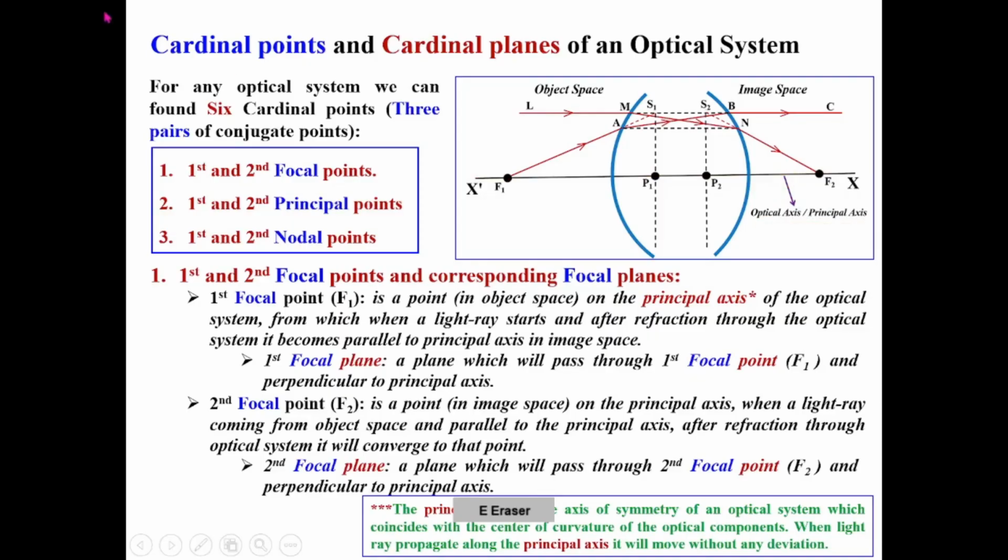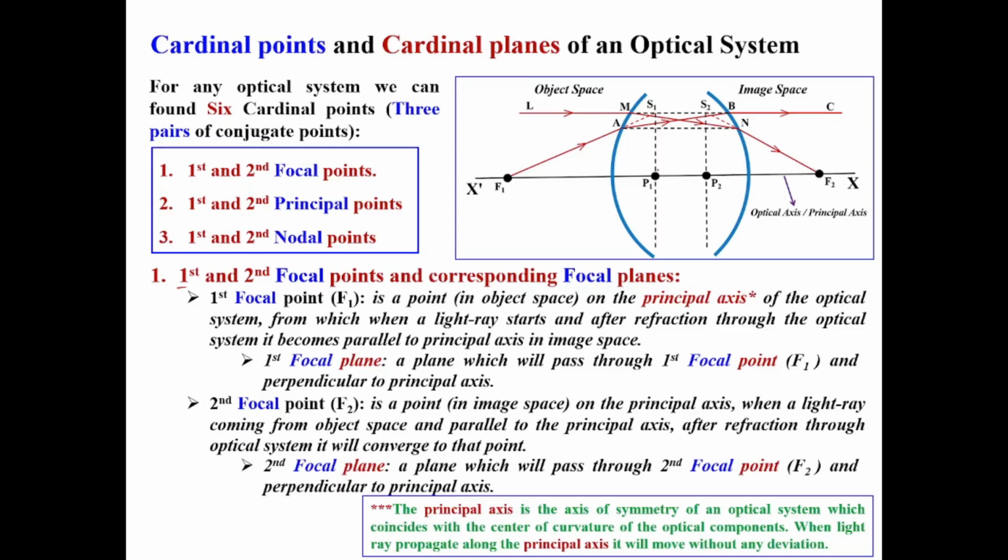So for any optical system we have found 6 cardinal points, or 3 pairs of conjugate points. What are the 6 cardinal points? The first and second focal points, the first and second principal points, and the first and second nodal points. First we are going to discuss the first and second focal points and the corresponding focal planes.